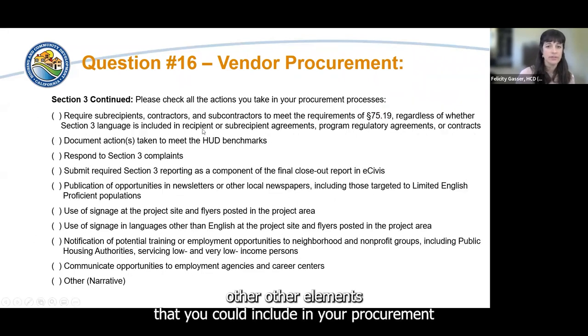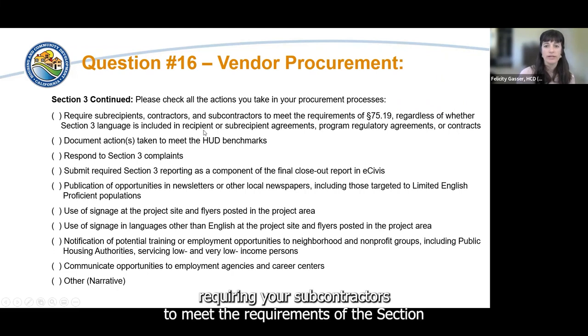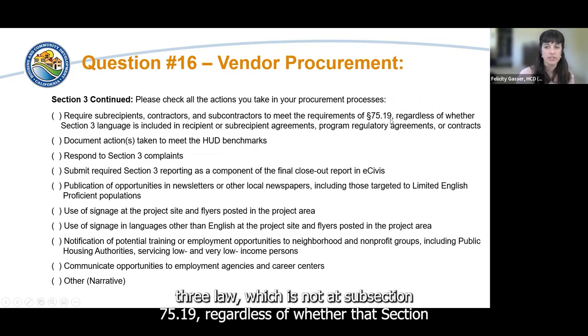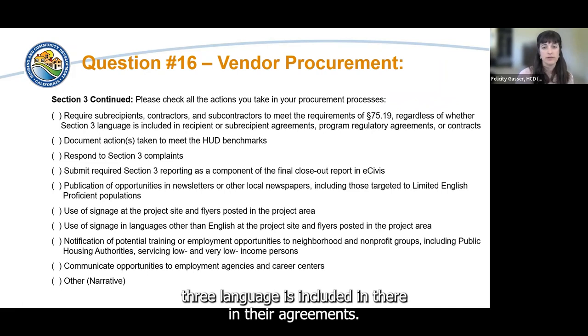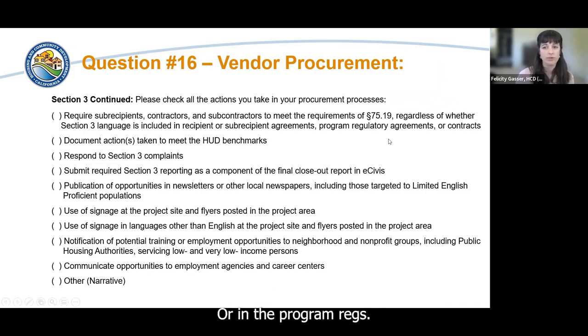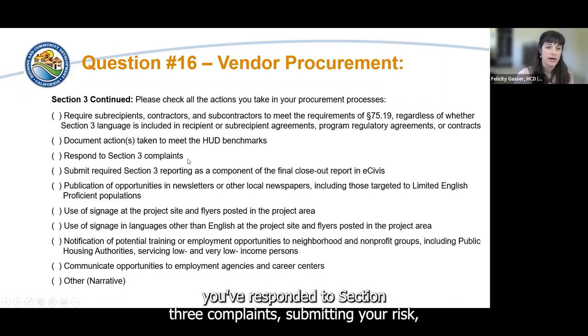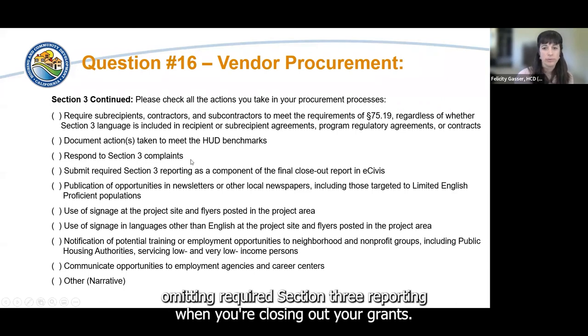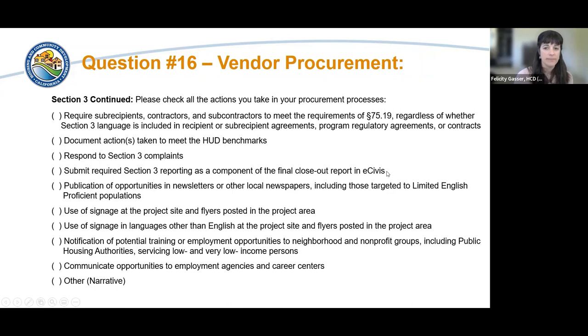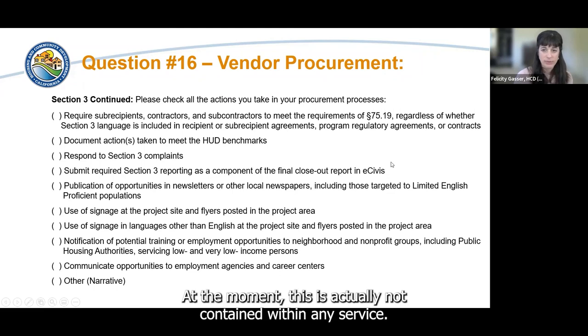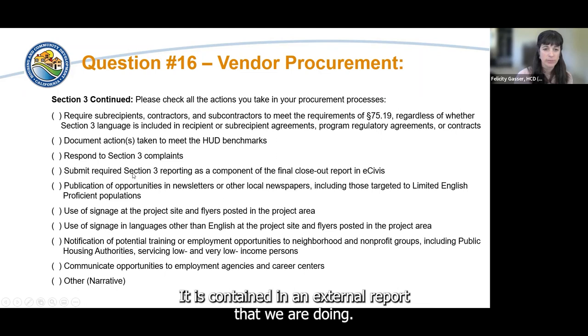These are other elements that you could include in your procurement: requiring your subcontractors to meet the requirements of the section 3 law, which is found at subsection 75.119, regardless of whether that section 3 language is included in their agreements or in the program regs. That you're documenting action that you've taken to meet HUD benchmarks. You've responded to section 3 complaints. You're submitting required section 3 reporting when you're closing out your grants. At the moment, this is actually not contained within eCivis. It is contained in an external report that we are doing, but we're working towards doing this as the state.